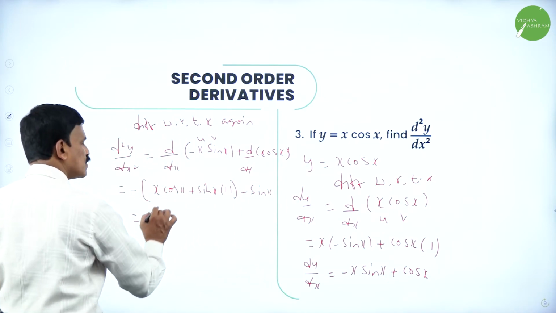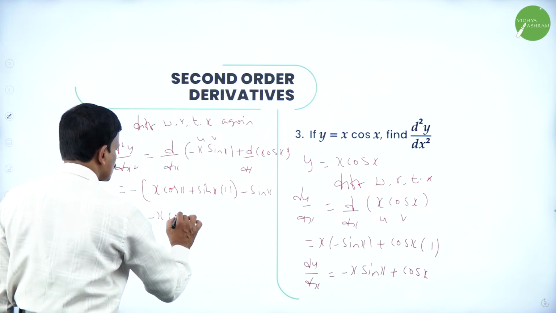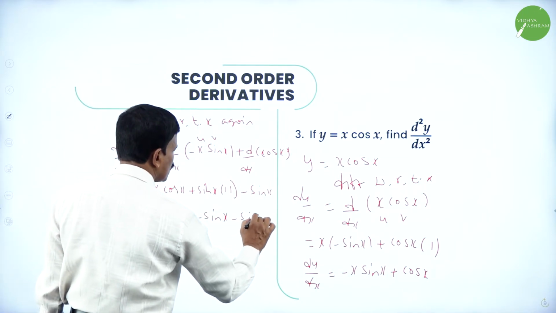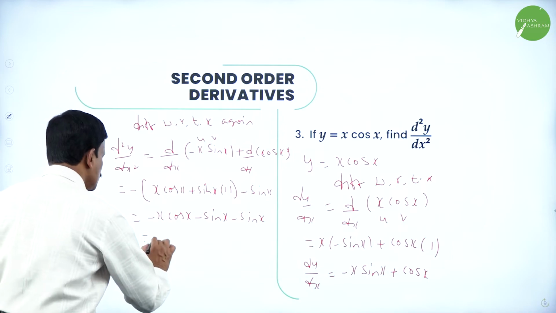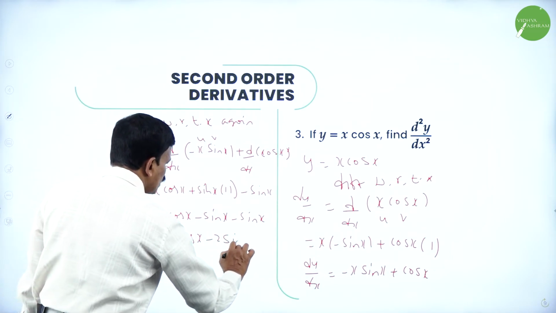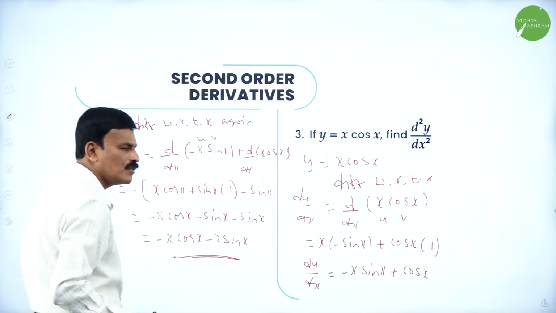Now multiply this with the negative sign: minus x cos x minus sin x. This is minus sin x as it is. Now this can be written as minus x cos x minus 2 sin x. This is the required answer.